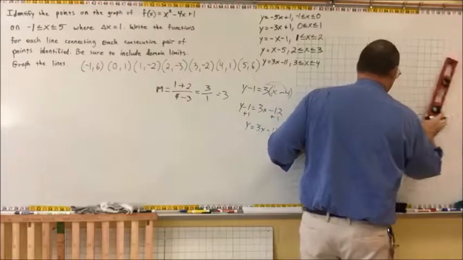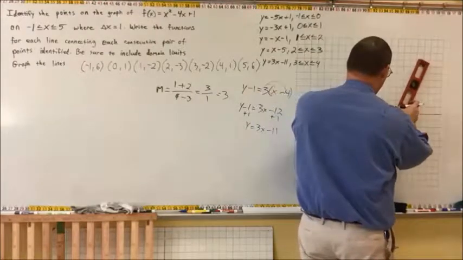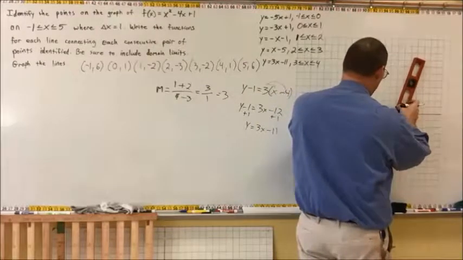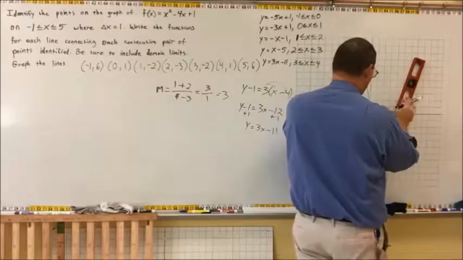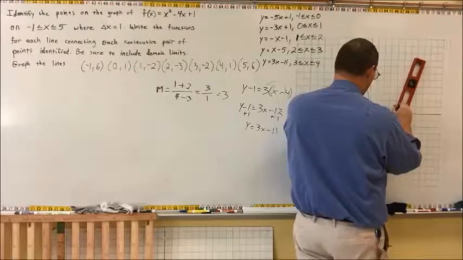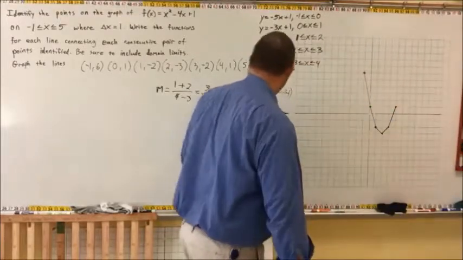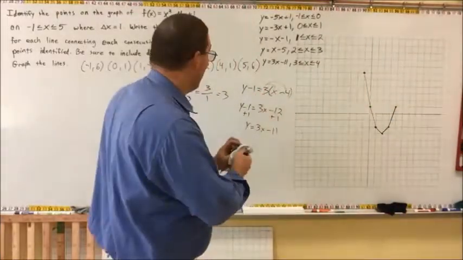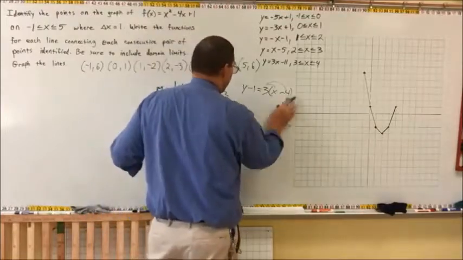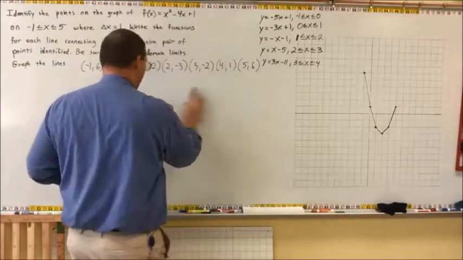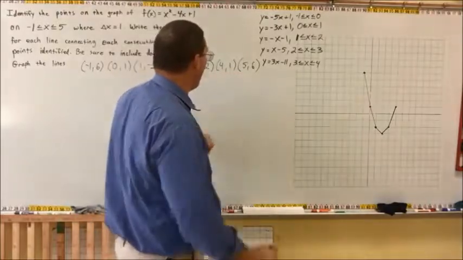Let me set this line up and draw a straight line. Right, that's not quite right. There we go. Right there. There we go. Now we've got 1 line left to draw. All right, we're doing the line that runs between (4, 1) and (5, 6).